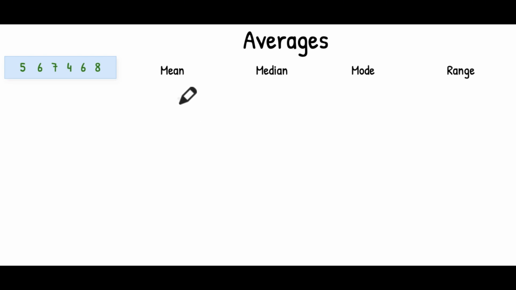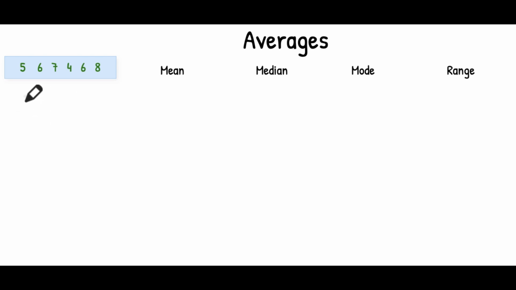So the first thing is our mean. Our mean's other name is average. So the mean is the average. All right, let's jump into it. We're given this data set: 5, 6, 7, 4, 6, and 8. If you get a question which says calculate the mean, the mean is the average.